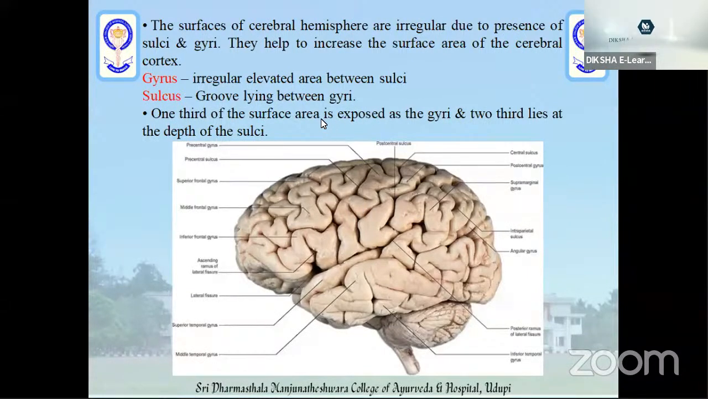And sulcus means a groove lying between the gyri, which is in the depth actually. The gyri are the elevated part, whereas the deeper part is called the sulci. And 1/3 of the surface area is exposed as gyri, and 2/3 lies at the depth of the sulci. You can see that among the surface area, 1/3 is exposed as gyri, and 2/3 lies at the depth of the sulci.